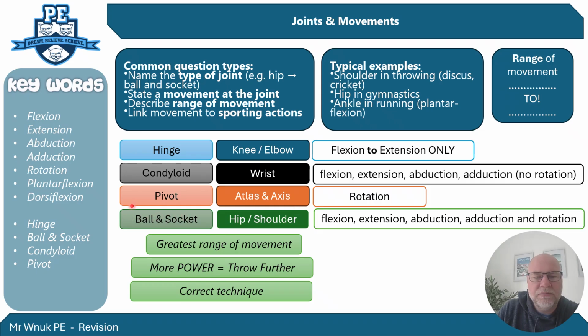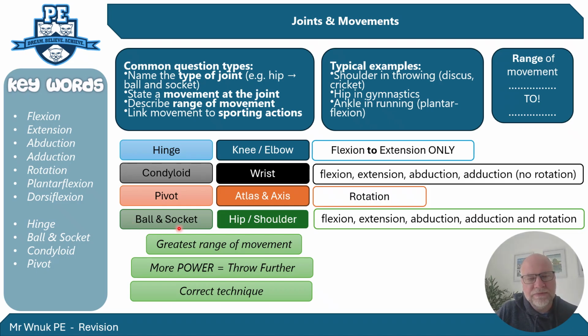Then the other most commonly asked area is the ball and socket joint. Now, the hip and the shoulders are the ball and socket joints, and you can do all the movements at these areas. What you need to be wary of is that often this is the question area they ask you to analyze in terms of a sporting performance. So they use a throwing action, or your hips in gymnastics. Sometimes your ankles for running, but more it's going to be your shoulders and your hips.